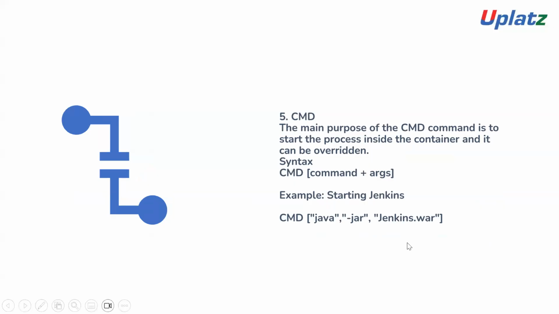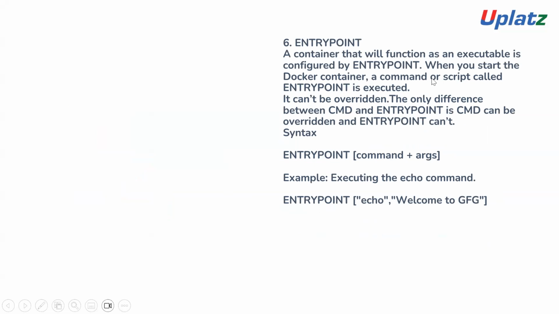So you can say here, flexibility on Java, jar, Jenkins var. It's command plus an argument. Now entry point, I told you here, there's some little difference we have. It's an entry point and command.